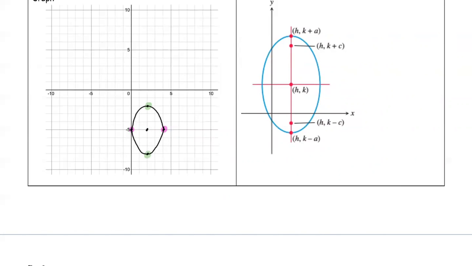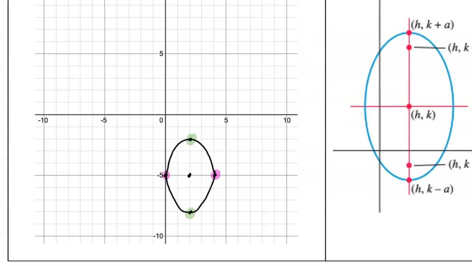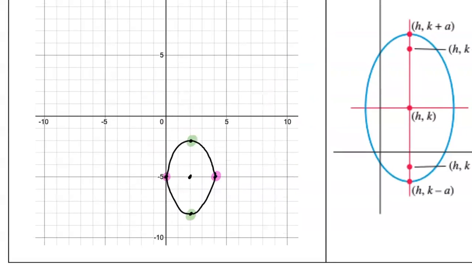Now, let me ask you a question. In your very professional opinion, do you think that the green dots are closer to the center than the pink dots? Or do you think the pink ones are closer to the center than the green ones?